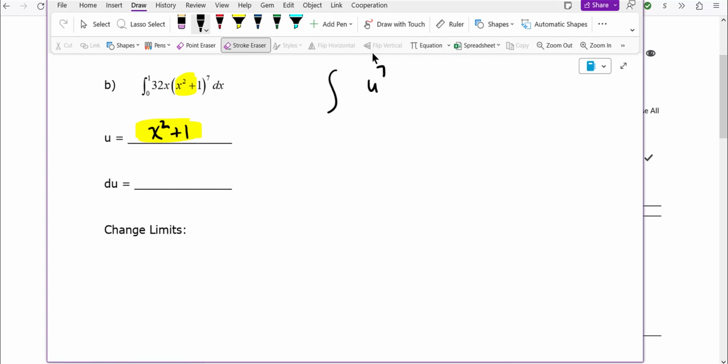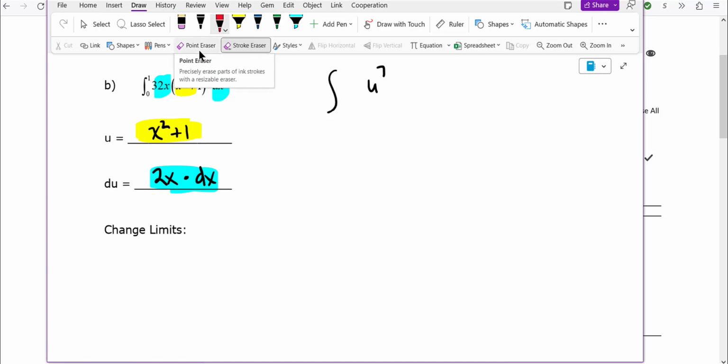Okay, don't look at the integral. What is du? What's the derivative of x squared plus 1? 2x times dx. Now here's what happens: this does not match that. There's a couple of ways you can make it match. Here's one way. This is a little sneaky, but you could do this.